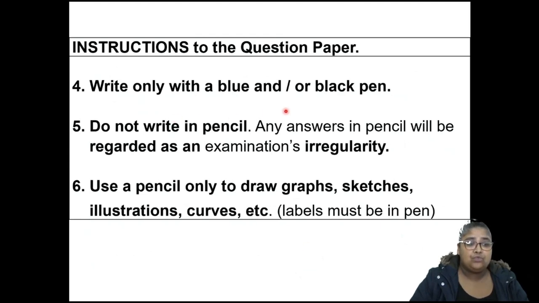Here are your instructions to the question paper, what you should be doing. Write only with a blue or black pen. Do not write in pencil. Any answers in pencil will be regarded as an examination irregularity, meaning it will not be marked, okay, it will be marked incorrectly. Use your pencil only to draw graphs or sketches, for example, but your labels for your graph have to be in pen as well.